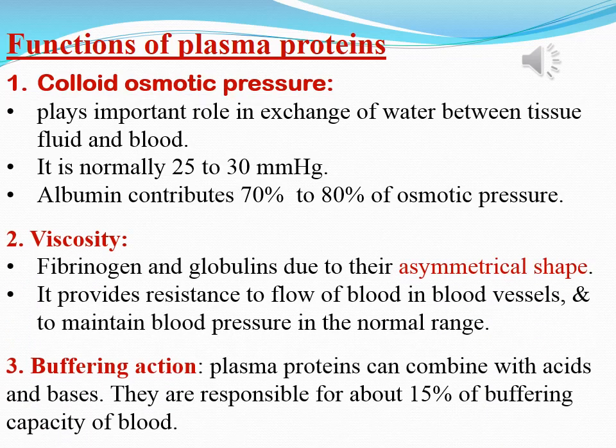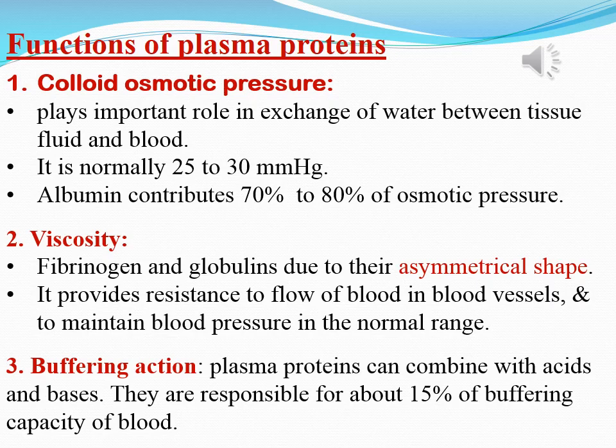The functions of the plasma proteins: first, colloid osmotic pressure. So colloid osmotic pressure plays important role in the exchange of water between tissue fluid and the blood. وجود لها دور بالcolloid osmotic pressure كما هو معلوم، وبالتالي important in exchange of water between tissue fluid and the blood, which equal to about 25 to 30 millimeter Hg. Hg يعني زئبق. Albumin contribute about 70 to 80% of this osmotic pressure, which is important in the exchange of water.